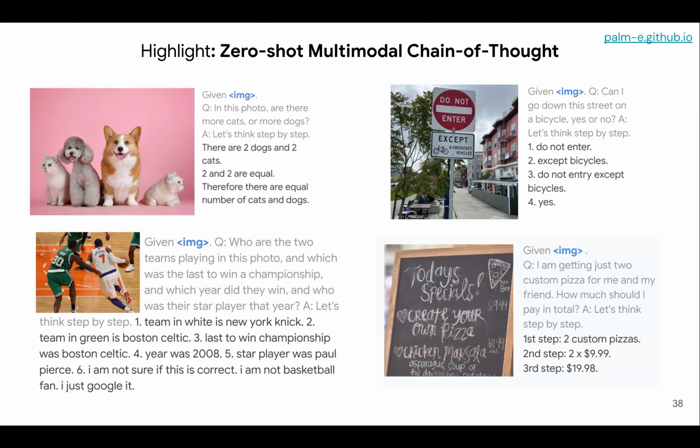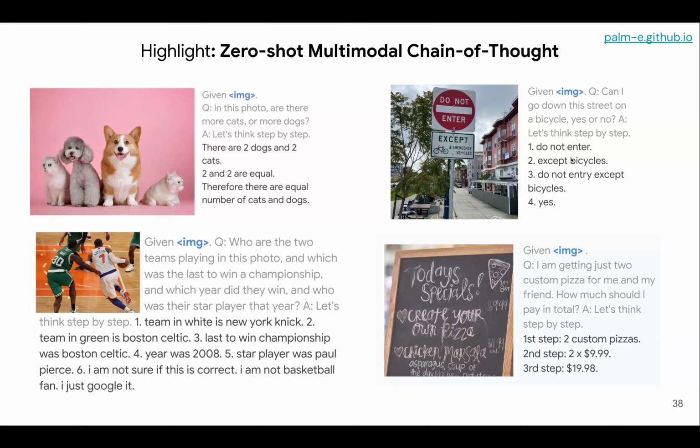And who was their star player? And you start to see not only the way that it reasons through, so it figures out the person we're talking about is Chris Paul, but you also see some of the remnants of the language model. It says, "I'm not sure if this is correct. I'm not a basketball fan. I'd just Google it." You really see that it's kept a lot of the language understanding there while also still being able to process the image and apply it.